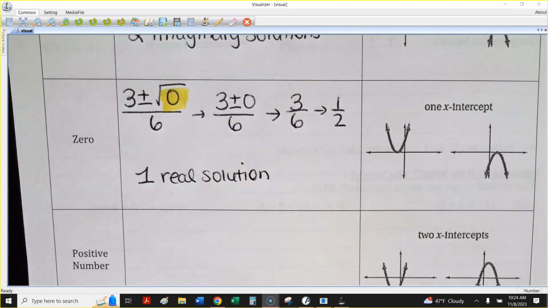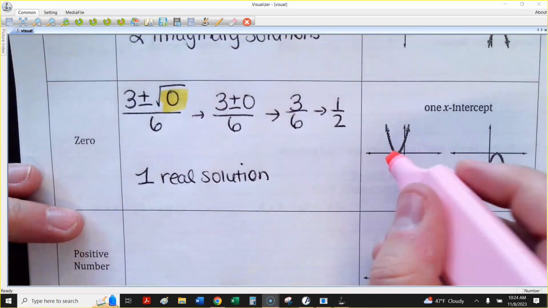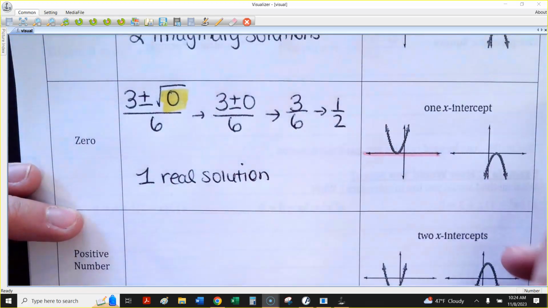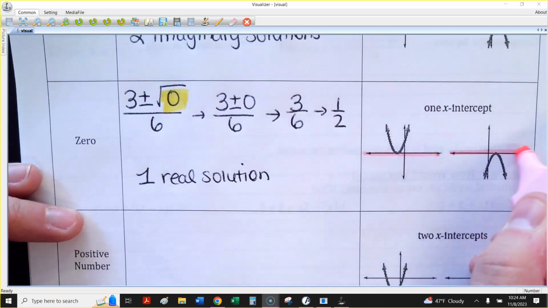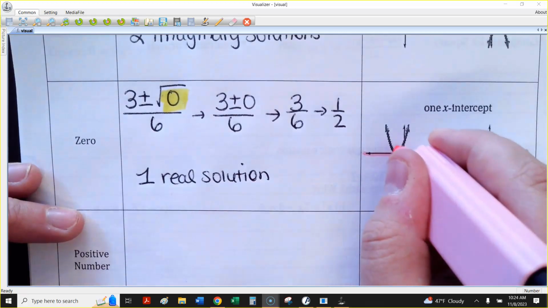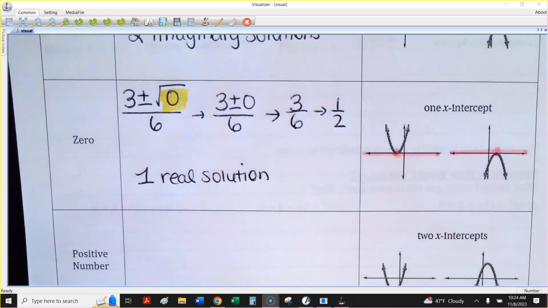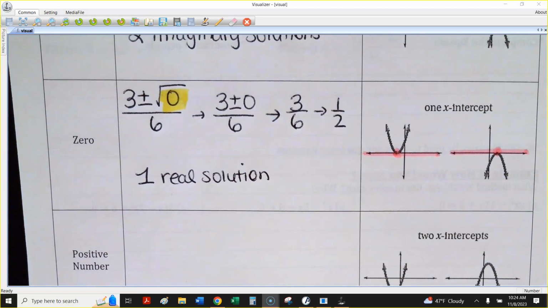Graphically, what that looks like, and these are not the greatest pictures I've ever stolen from the internet, but anyway, it would literally just be that the vertex would touch the x-axis, and that would be the only point where the graph would intersect with the x-axis. So if you have one real solution, if you get that value, it'd be the x-coordinate of the vertex, if you had the graph.